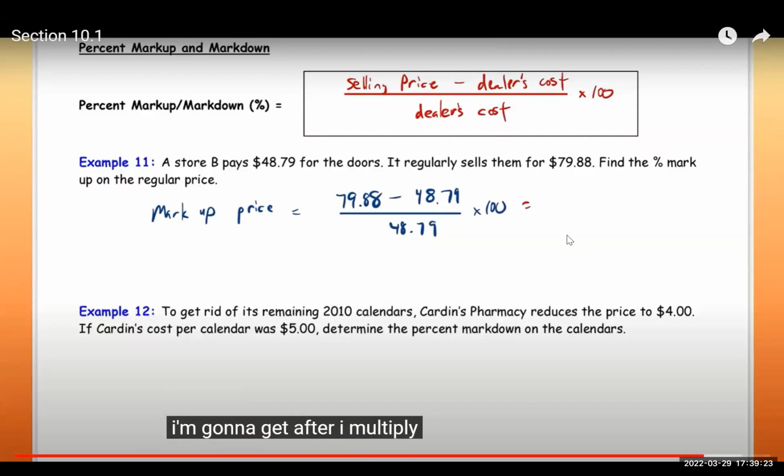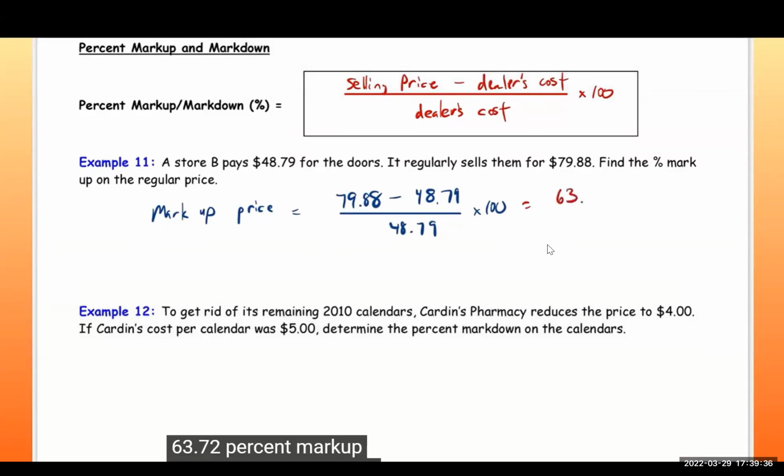I'm going to get, after I multiply by 100, 63.72. I'm sorry, not cents, percent. 63.72% markup. That's more than half.